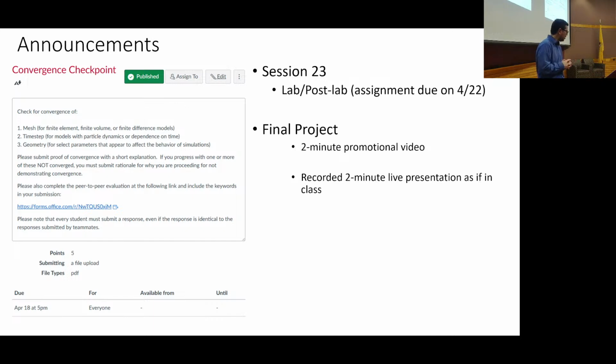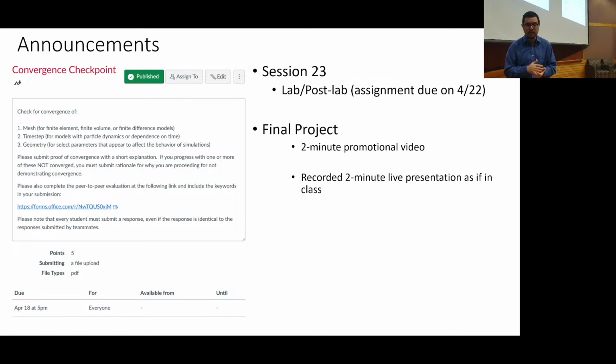Okay, hold on, I'm looking. Okay, yeah. So yes, the lab on Thursday you will do the lab. On Tuesday, the other team will do the lab, and then a week from so you have quite a bit of time before the assignment on this particular topic is due. It's going to be on the 22nd. We're getting close to the end of the semester. All right, but yes, the convergence checkpoint is due on the 18th.